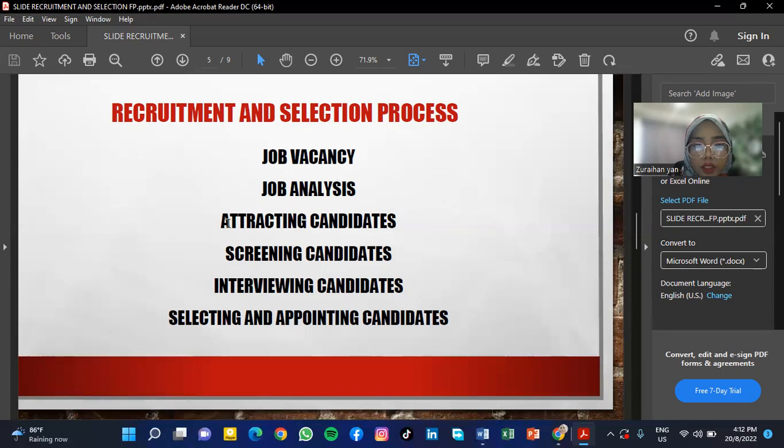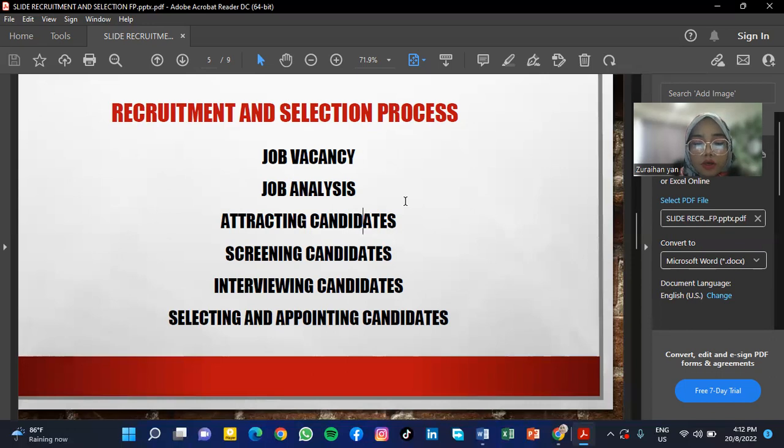And then the next one, attracting candidates. In attracting candidates for the position, there are two important sources that need to be taken into consideration: the internal recruitment and external recruitment. In the case of internal recruitment, the advantages are: it reduces costs, and internal employees are already familiar with all the aspects of the organization, its goals and other things.